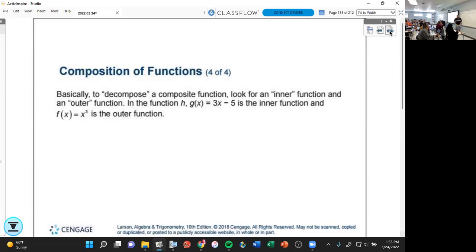So basically, to decompose a composition function, look for the inner function, look for the inside, for that obvious piece, look for that 3x minus 5, take it out, make that a function, and then the outer function is going to be your other function.